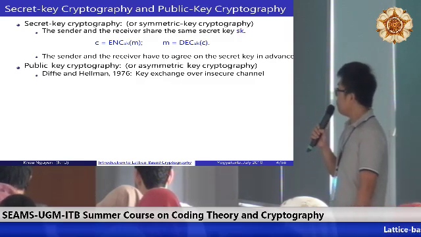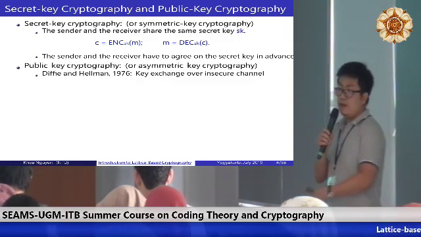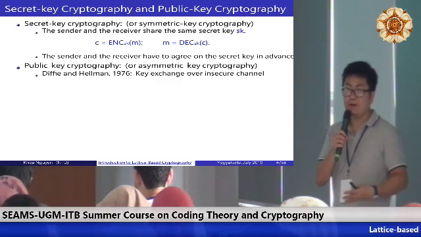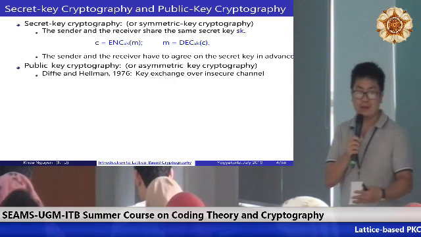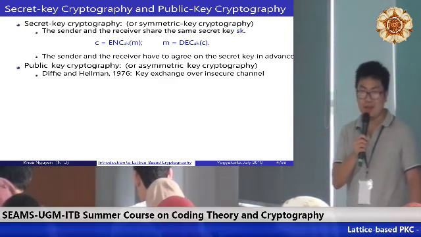Diffie and Hellman got a Turing Award for their major breakthrough work. You know, the Turing Award is like the Nobel Prize in computer science.